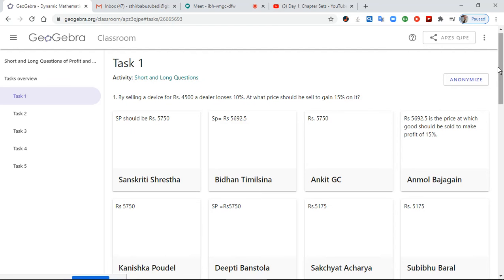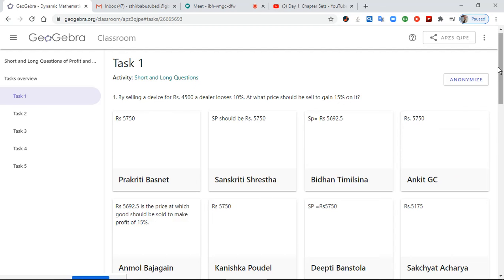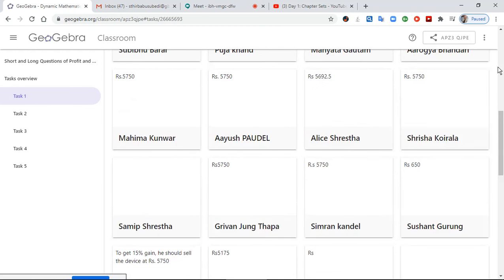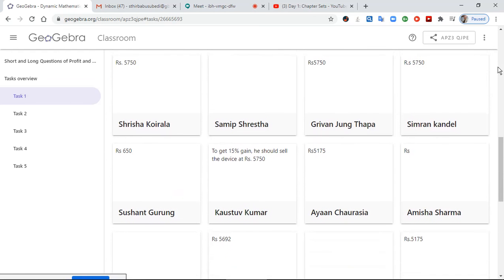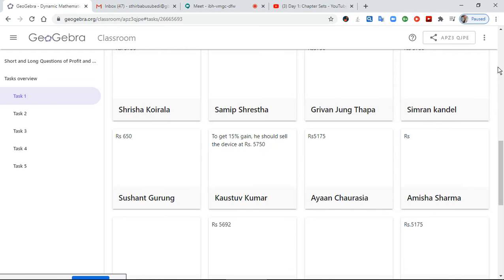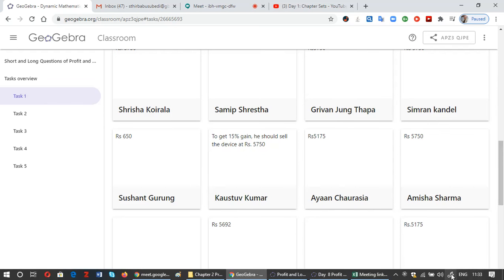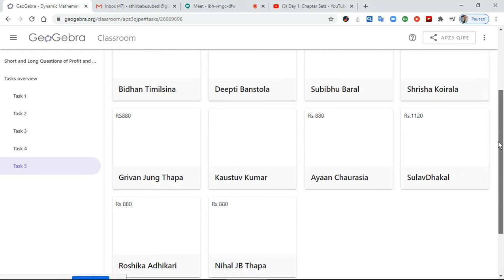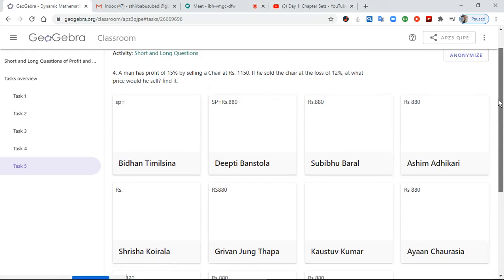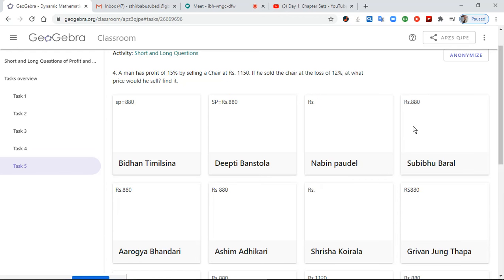5 sin 5 0. Vidhan, 5 6 9 2.5. How did you solve the questions, Vidhan? And Anmol Bajgai. It's a misunderstanding, I believe. Sushant Gurung, 6450. Amisa Sharma, nothing. Ayan Chaurasia, this. Eight eighty, yes, Rosika 880. Sulab Dhakal 1120. Vidhan Timil Sina, nothing. Why?